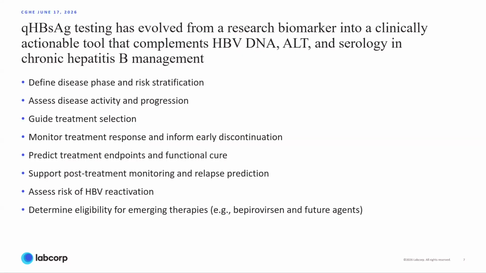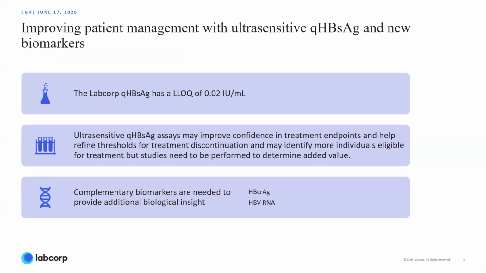We certainly expect increase in demand with the availability of therapeutics. So as far as the question on our thoughts on a more sensitive or ultra-sensitive quant Hep B surface antigen, as I mentioned, our lower limit of quantitation is 0.02 international units per mL. Certainly, more sensitive assays could improve the confidence in treatment endpoints, could help refine thresholds for treatment discontinuation, and may aid in identifying more individuals eligible for treatment. But as all the other speakers have said, I think more studies are really needed to determine the added value of lower limits of detection.